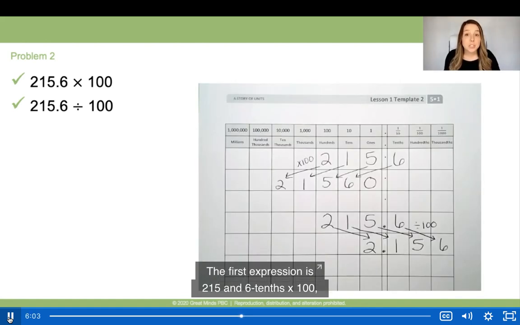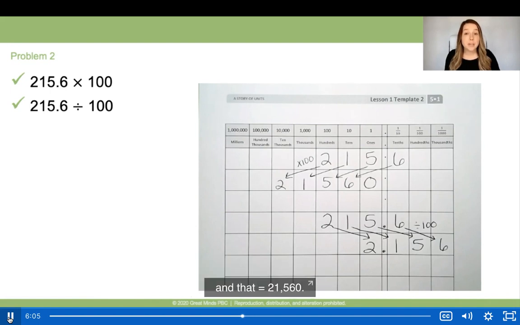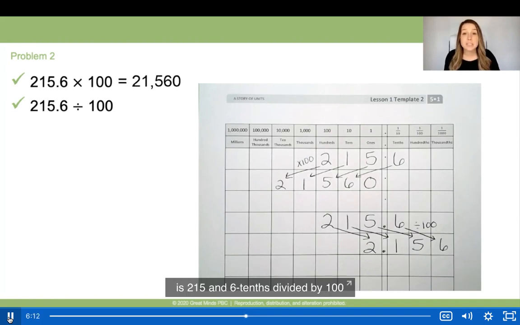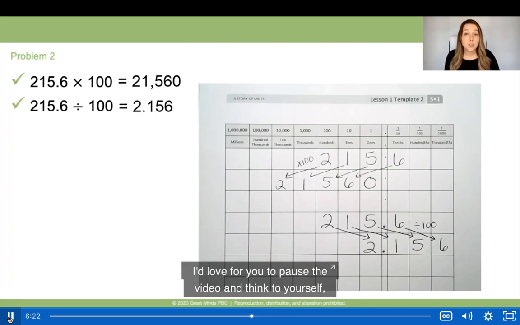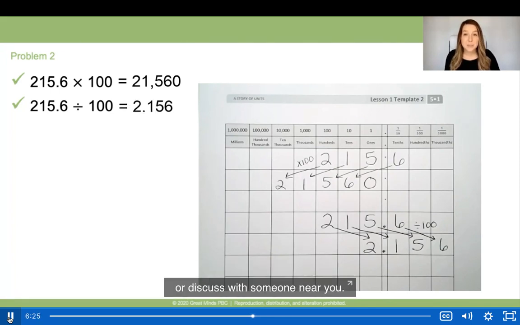The first expression is 215 and 6/10 times 100, and that equals 21,560. Your second expression is 215 and 6/10 divided by 100, and that equals 2 and 156 thousandths.